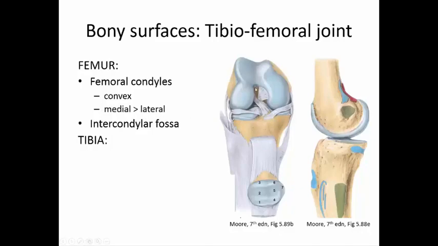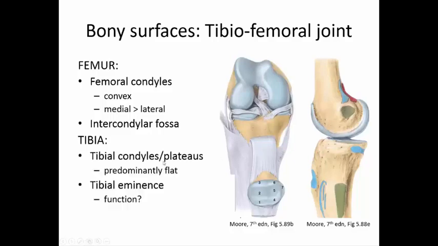Between the two condyles, we have a fossa, so an intercondylar fossa. On the tibia, we have tibial plateaus. Now, a plateau is a flat surface. So we're looking at these predominantly being flat surfaces. We also have a tibial eminence, a sticky outy bit. What is the function of a sticky outy bit or a protuberance? So it must be for attachment.